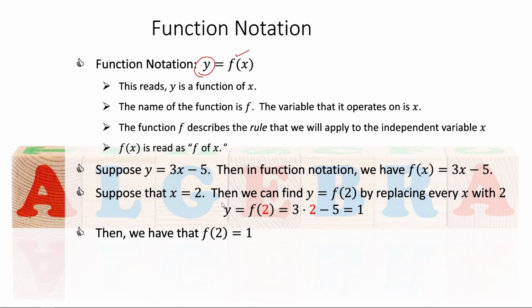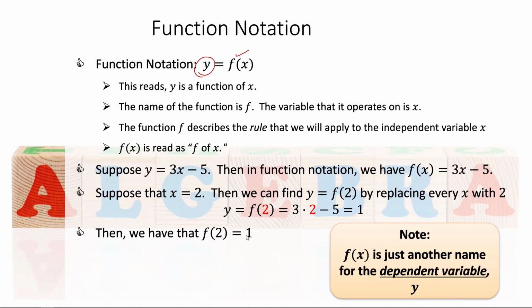For example, suppose x is equal to 2. Wherever we have an x in the rule, we replace that with 2, noting that this implies multiplication because we don't want to think that's 32. So if we have a 2 for the argument, the rule is going to be 3 times 2. We take that product and subtract 5 from it, which gives us 1. So the function f evaluated when x is equal to 2 is equal to 1.